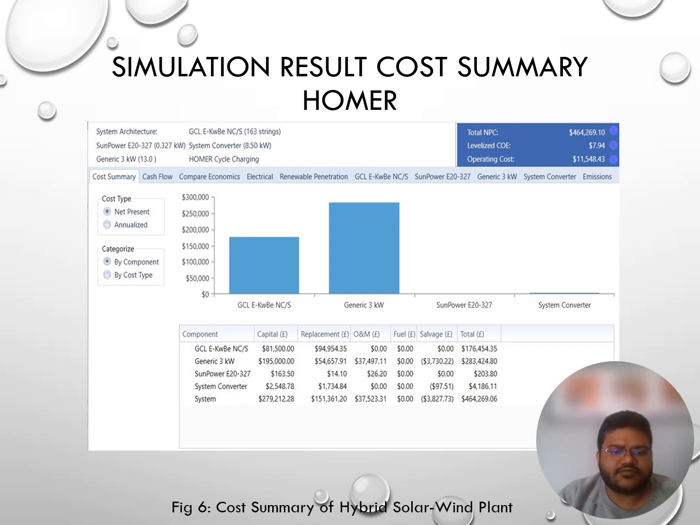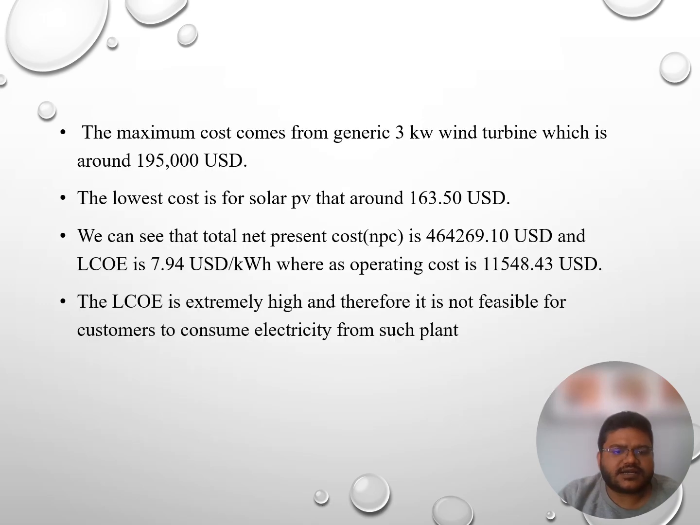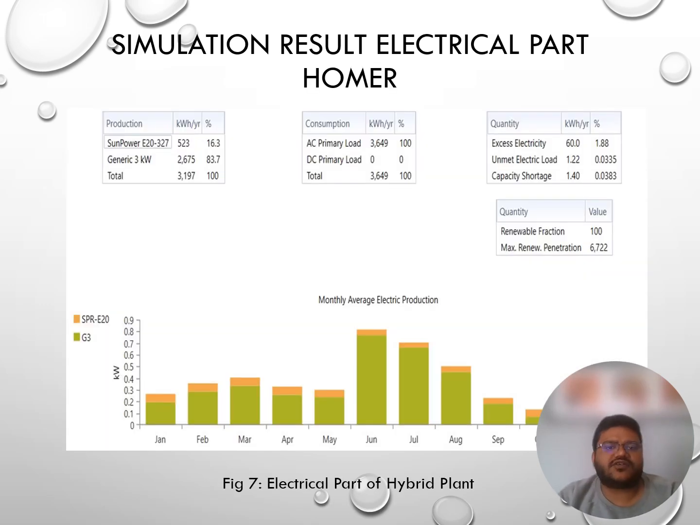And then moving on to the next result, this is the electrical part of the project that we also obtained from Homer. We can see that the excess electricity is 1.88% after supplying it to the residential area. 1.88% is the excess electricity, which is 60 kilowatt per year.